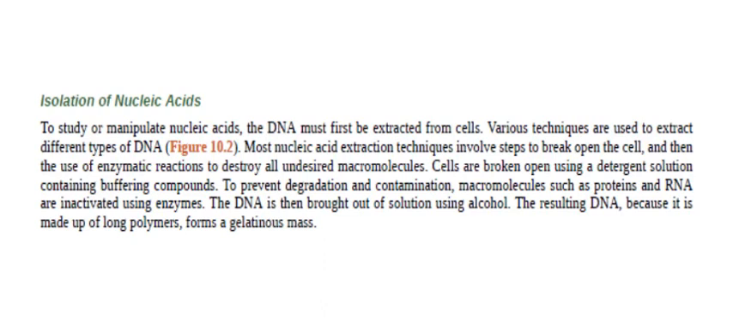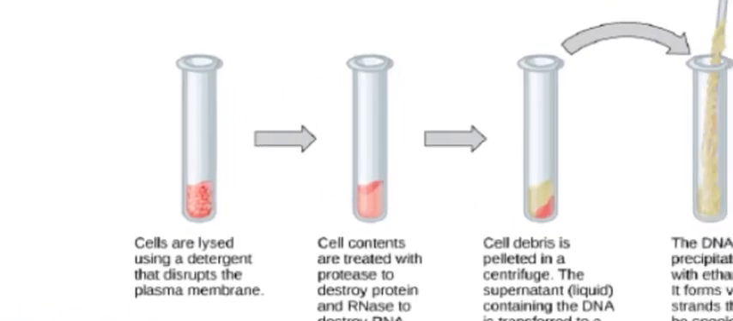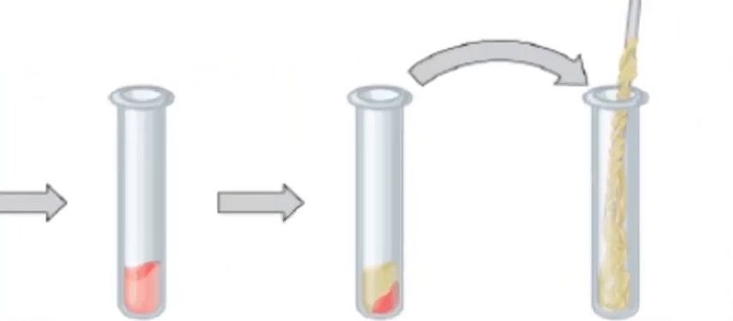To prevent degradation and contamination, macromolecules such as proteins and RNA are inactivated using enzymes. The DNA is then brought out of solution using alcohol. The resulting DNA, because it is made up of long polymers, forms a gelatinous mass. Figure 10.2. This diagram shows the basic method used for the extraction of DNA.